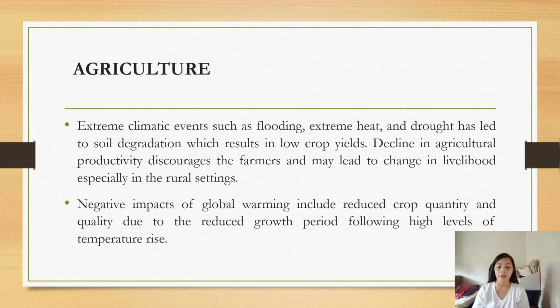Next is in agriculture. Extreme climatic events such as flooding, extreme heat, and drought have led to soil degradation, which results in low crop yields. Decline in agricultural productivity discourages the farmers and may lead to change in livelihood, especially in the rural settings. The negative impacts of global warming in agriculture include reduced crop quantity and quality due to the reduced growth period following high levels of temperature rise.